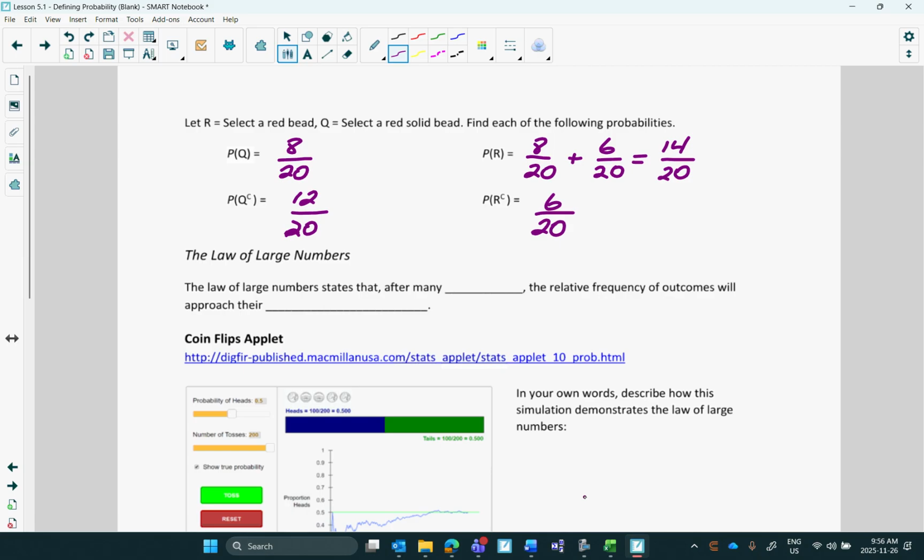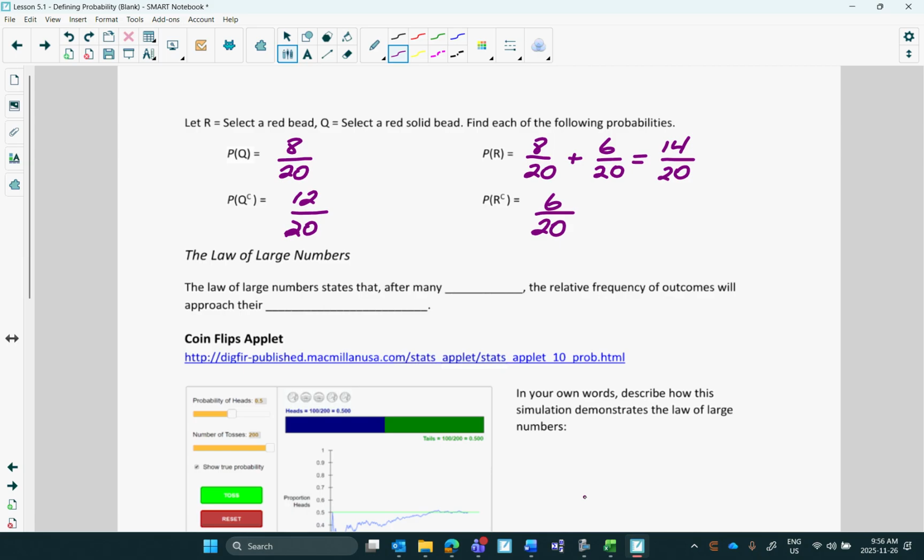Okay, a couple of things to finish this up. Something called the law of large numbers. Basically, probability is unpredictable in the short run, but predictable in the long run. So after doing something many times, it will approach its actual theoretical probability of happening. Like if you flip a coin 1 time, okay, you get heads, that means heads is happening 100% of the time. That doesn't make any sense.